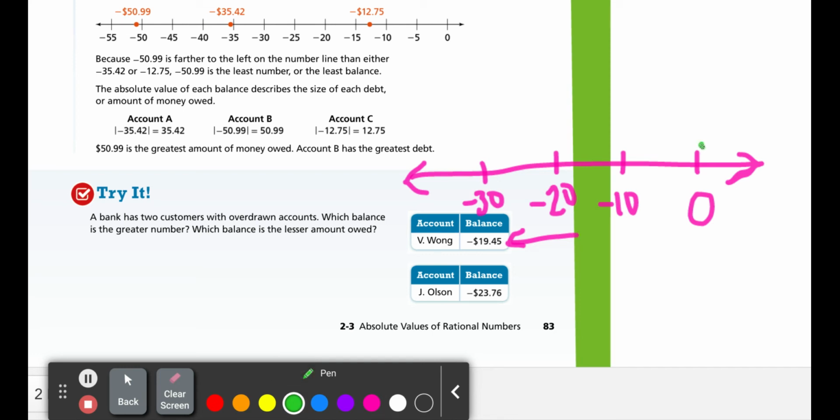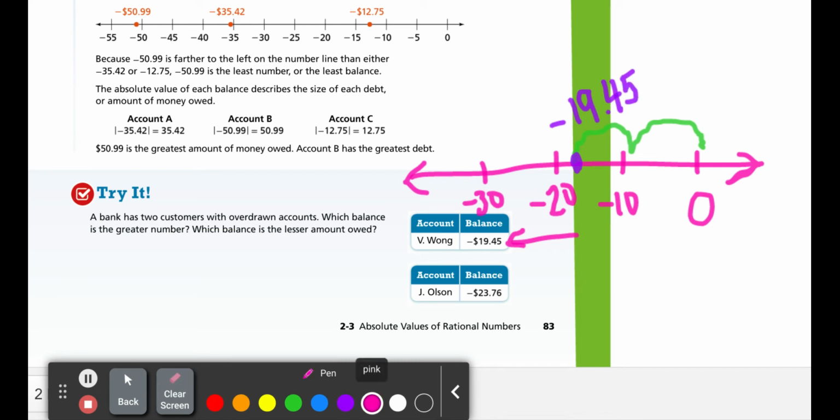Where would -10 be? Well, -19 be? Well, I have -10. If I go all the way to -20, that's too far. So I'd have to stop before -20, right around here, would be that -19.45.